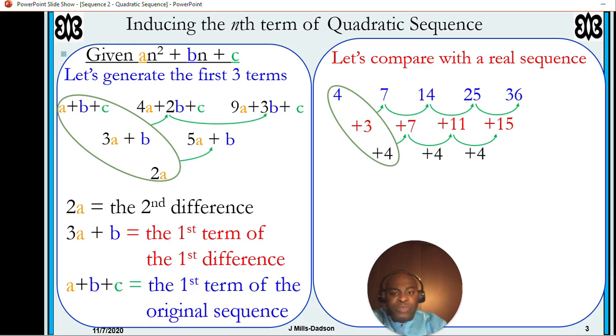Now there's a relationship between the two. So 2a is always equal to the second difference. So always 2a is equal to the number that you end up with as your constant difference. Always. 3a plus b is always the first term of the first difference. The first term of your first difference. And a plus b plus c is always equal to the first term of the original sequence. So all you need to do is to remember this expression in that format. Let's work this out.